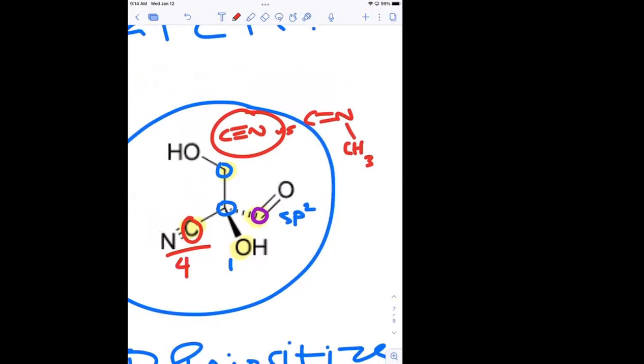Because it's compared to the other 2, one of those is going to be 2, one's going to be 3. And so the nitrile group has to be 4. Any questions about that? Anybody not see that?